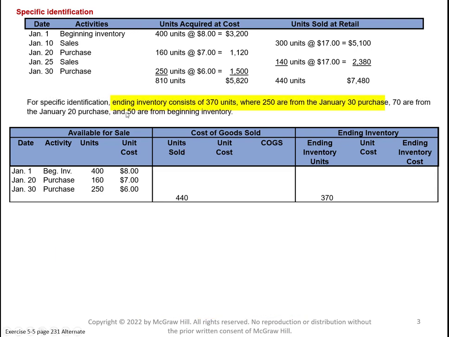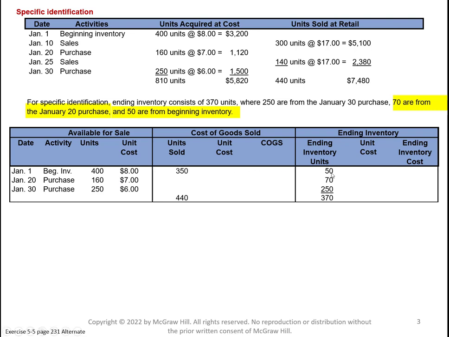Now it's telling us that the ending inventory, so they're telling us this part, consists of 370 units, where 250 are from the January 30 purchase, which is here at $6. 70 are from the January 20 purchase, which is $7. And 50 are from the beginning inventory, which are $8.